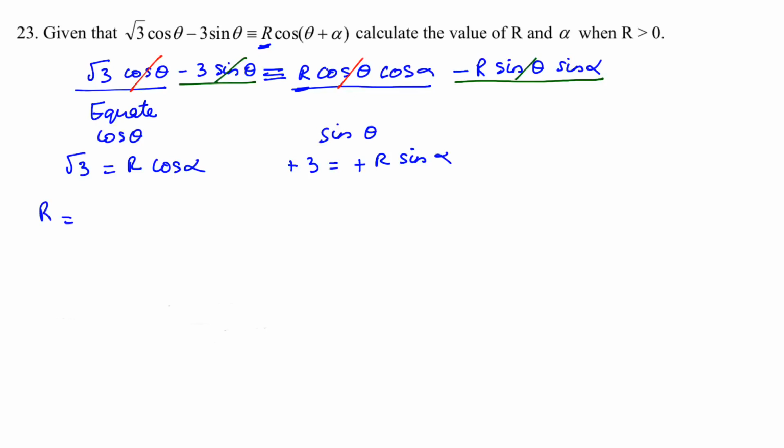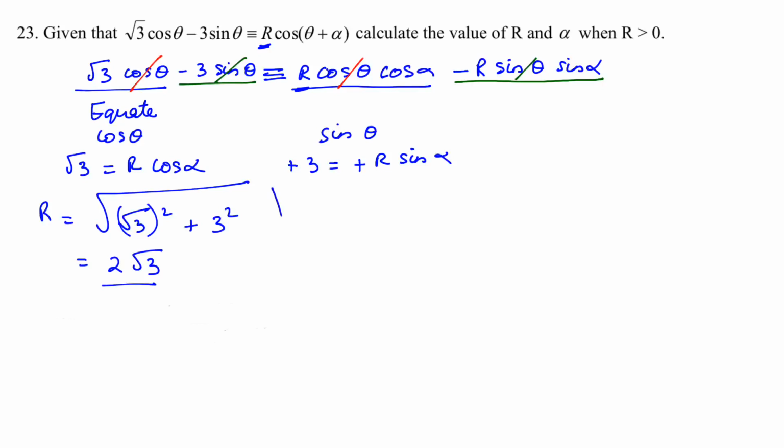To find r, we always write the numbers that we got and square them. Put this in the calculator, you will get 2 square root 3. We leave the r as a radical only, we don't change it into decimal.